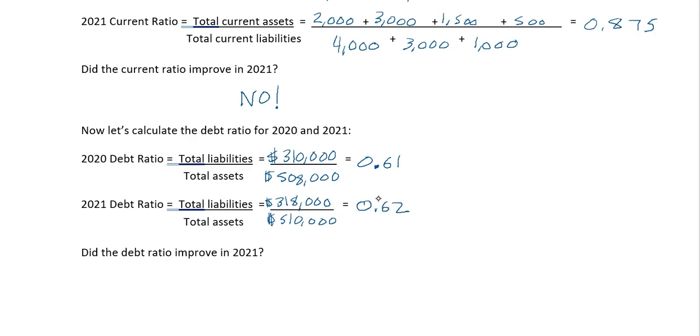Okay, so in our last set of calculations for the current ratio, our number went down from year to year. In this case, our number went up. Well, we have to ask ourselves, is it a good thing? The debt ratio has liabilities up top and assets on the bottom. And generally speaking, we prefer a smaller debt ratio. So it's not a big change, but at the same time, it's a change in the adverse direction. And so we will say that no, the debt ratio did not improve in 2021.